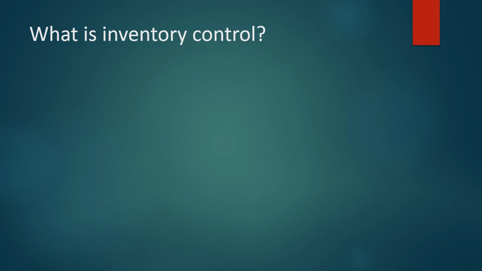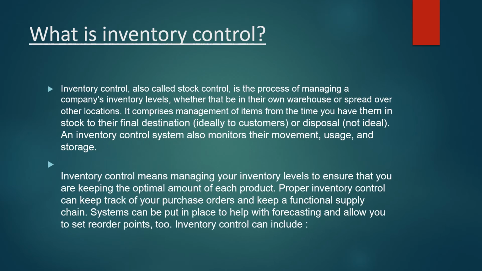What is inventory control? Inventory control, also called stock control, is the process of managing a company's inventory levels, whether in their own warehouse or spread out across locations. It comprises managing items from the time you have them to their final destination, delivery to the customer or disposal if not delivered.